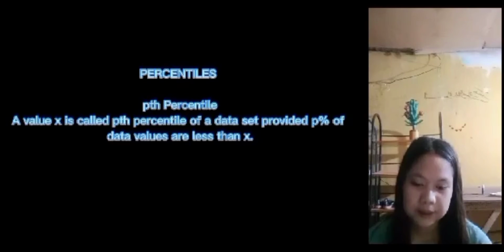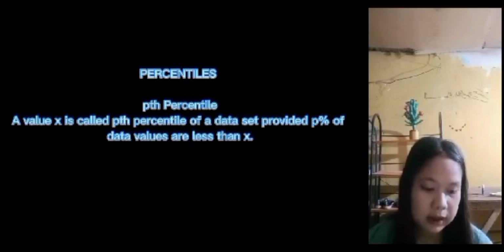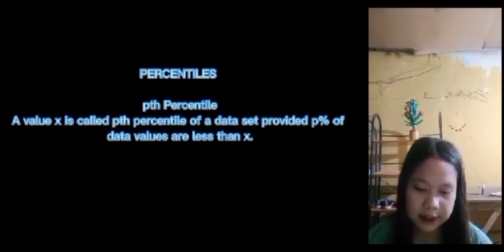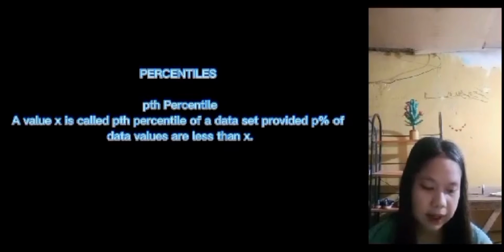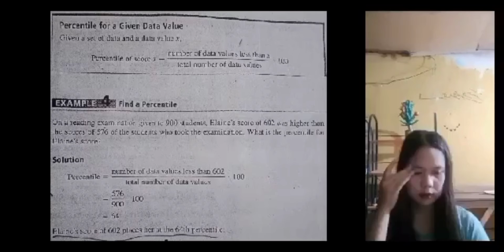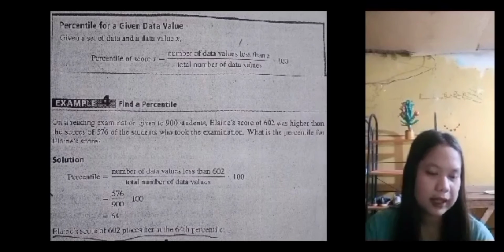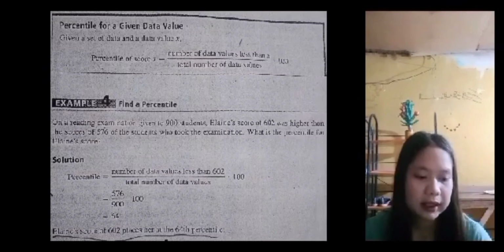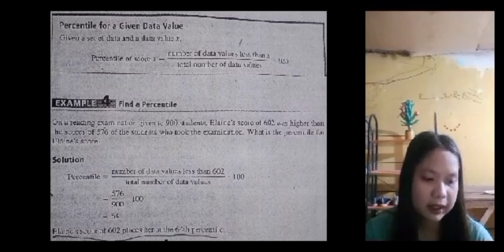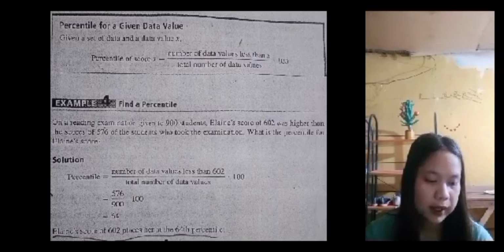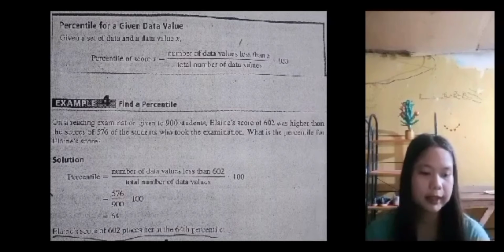Percentiles. Fifth percentile. A value x is called the pth percentile of a data set provided p% of the data values are less than x. Percentile for a given data value. Given a set of data and a data value x, percentile of score x equals number of data values less than x over total number of data values times 100.